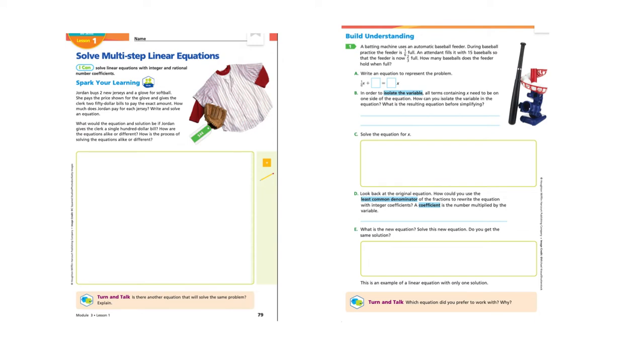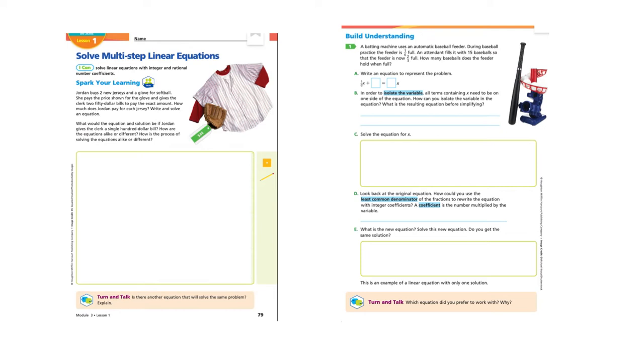So it says write and solve an equation. So that's good practice, thinking about what they're asking and writing your own equation and then solving it. And then they ask, what would the equation and solution be if Jordan gives the clerk a single $100 bill? Is there a difference? How are the equations alike or different? How is the process of solving the equations alike or different? So go ahead and take some time and do that here, and then you can go to build understanding.